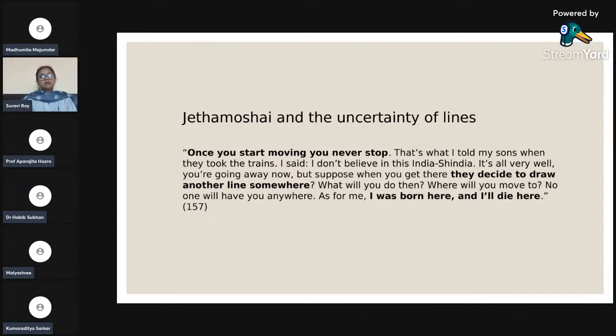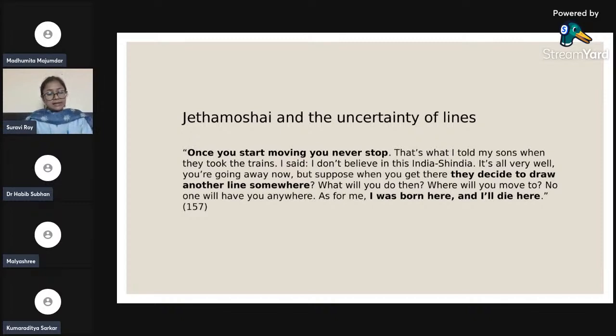Jathamoshai, who of course was much, much older now, and he was also senile, and interestingly, he still held on to the grudge he had against his brother's family. But what he had was a very strange clarity about borders and nations and nationality, and especially about their arbitrary and elusive nature, right? Because this is what he says: it was all very well, you're going away now, but suppose when you get there and they decide to draw another line somewhere, what will you do then? Where will you move to? No one will have you anywhere.